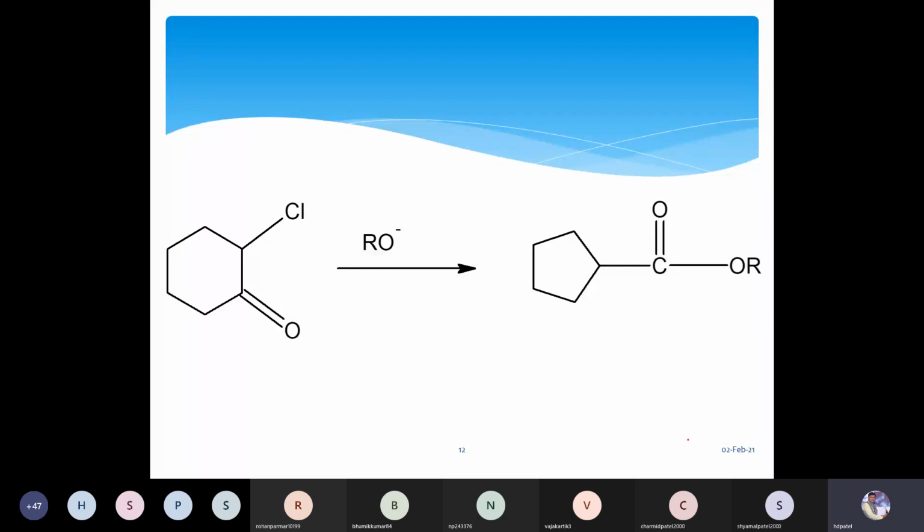Because when I move further, the reactions or schemes or structures will be more difficult.